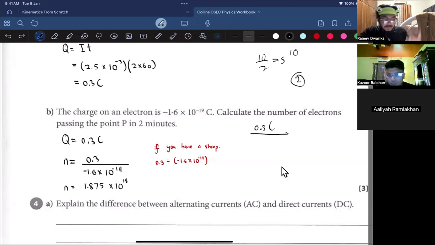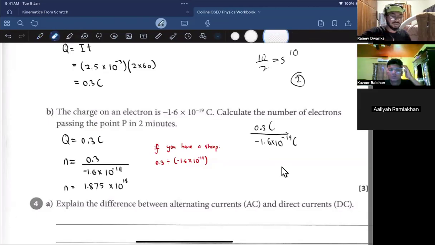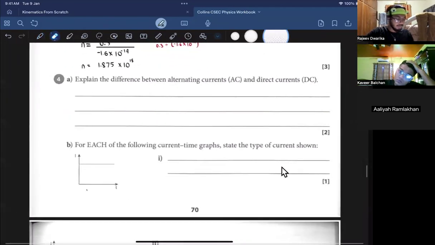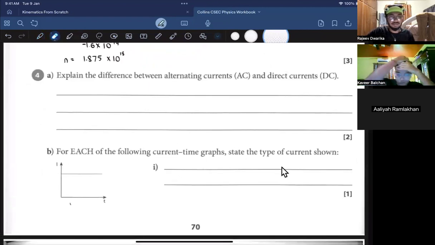Similarly, in 2 minutes, you leave a charge on and it reaches 0.3 coulombs. We're trying to figure out how many electrons it will take to make that charge, and we know that one electron is minus 1.6 by 10 to the power minus 19. That's basically it, and you get your answer. So it would take approximately 1.875 by 10 to the power 18 electrons to build up a charge of 0.3 coulombs. I trust that everybody understands that. I would like you all to answer 4A and B. Try that one for me.